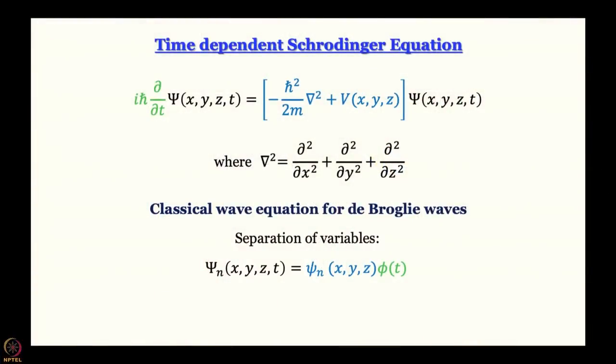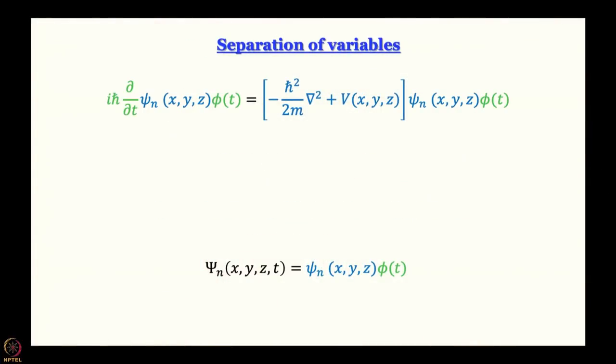The way to handle this classical wave equation for de Broglie waves, which is a mixture of spatial and temporal coordinates, is to express the wave function as a product of a space dependent part and a time dependent part, and hence use the technique of separation of variables, which is quite well known in differential equations. Now when we plug this value of the wave function into the time dependent wave equation, this is what we get.